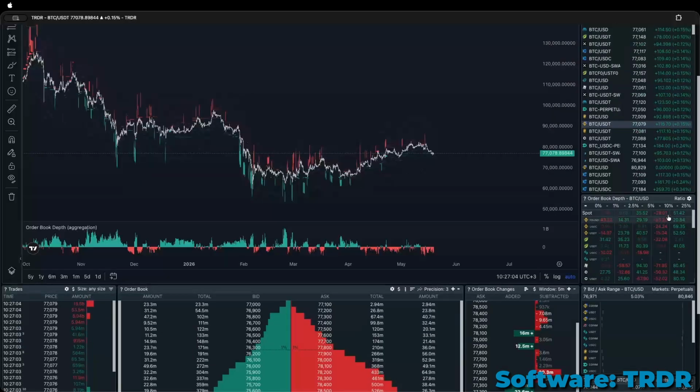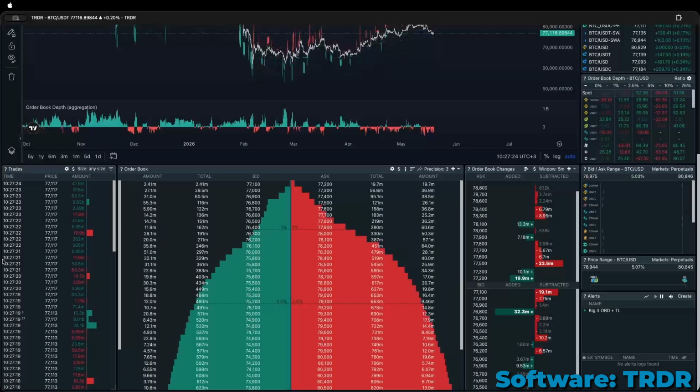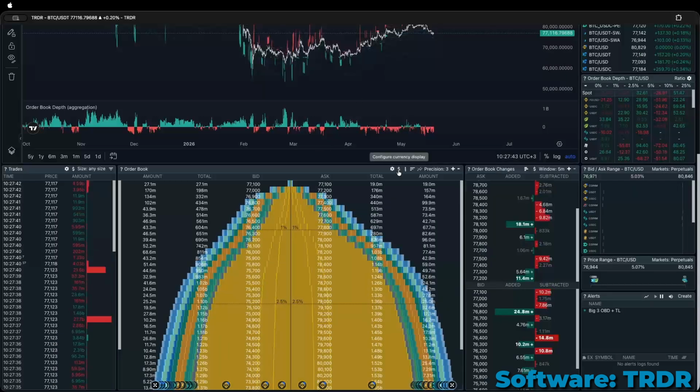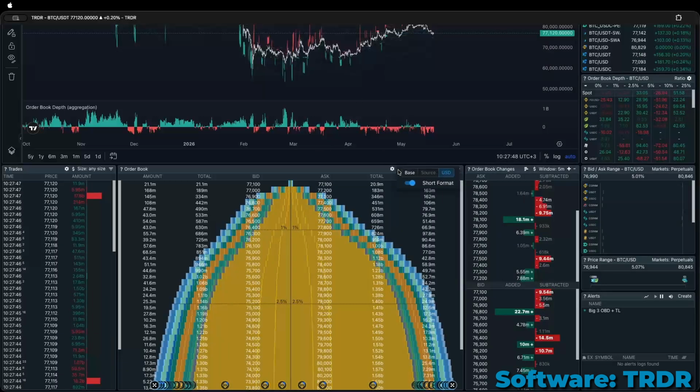Then we got the trades, which is showing us the live trades that are coming right now in the books. And then we got the order book that we can also aggregate, and we have the option to change the currency from base to USD.